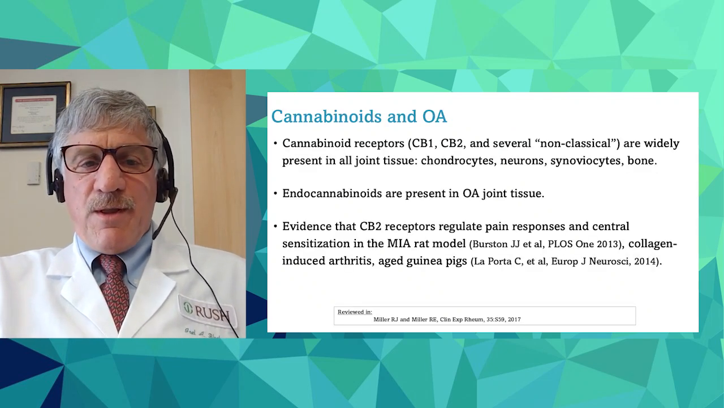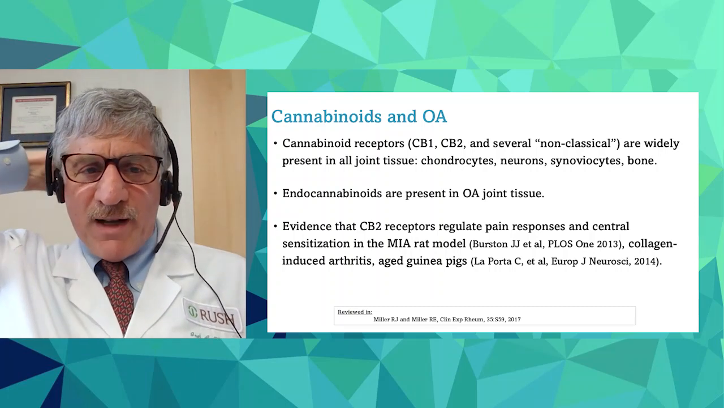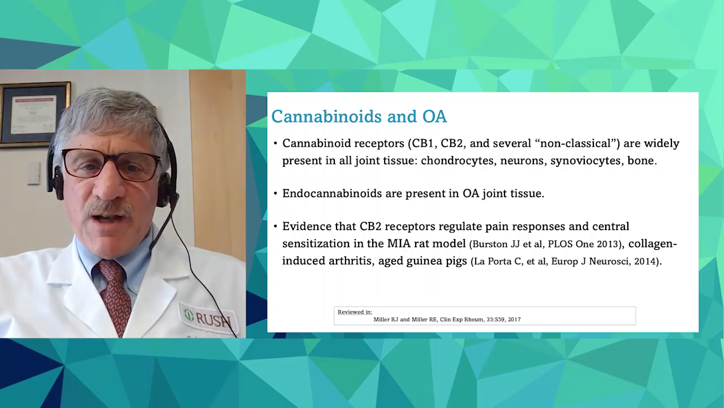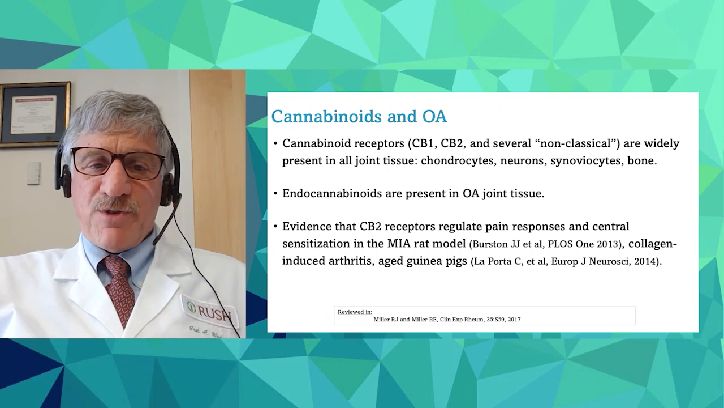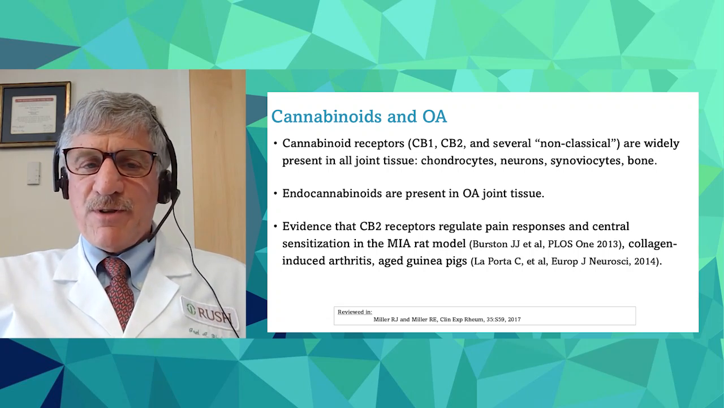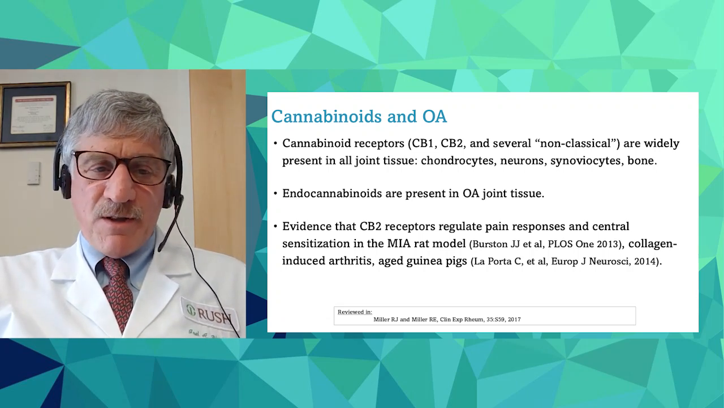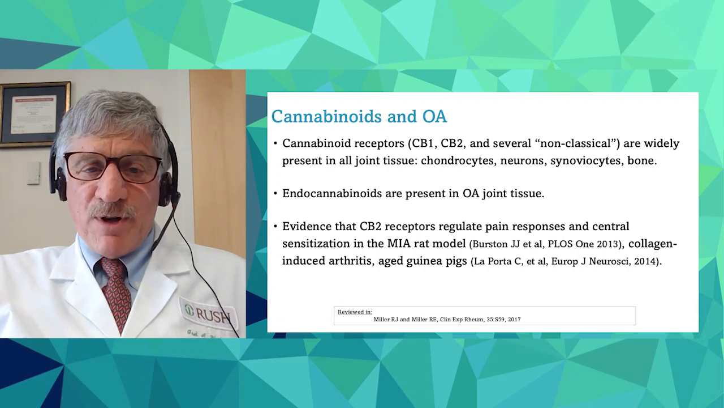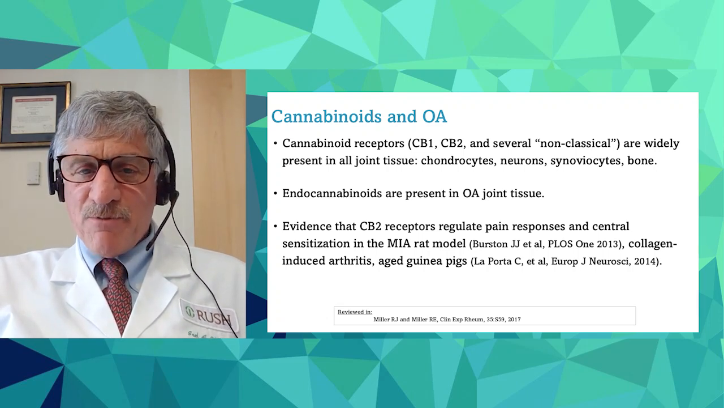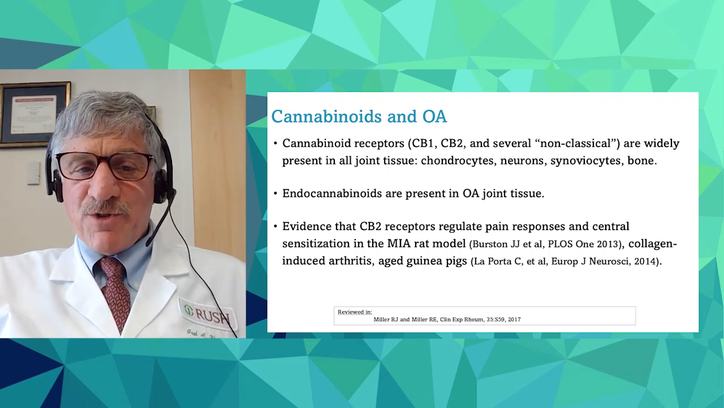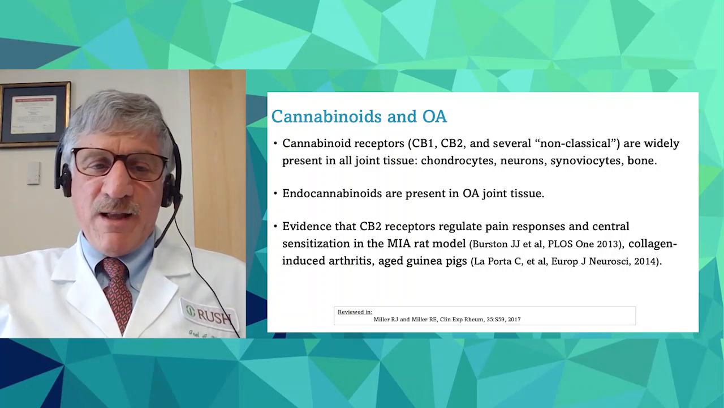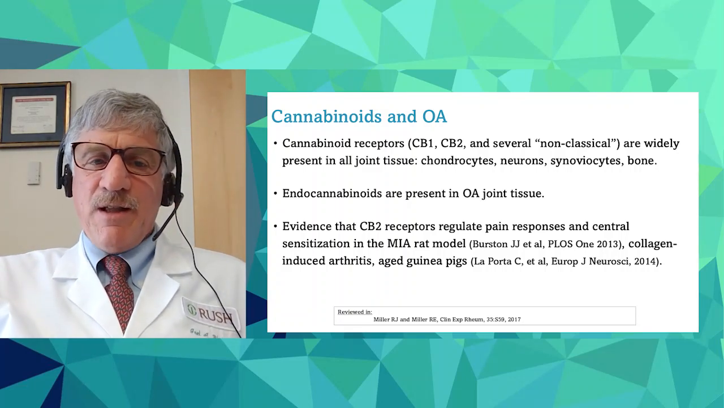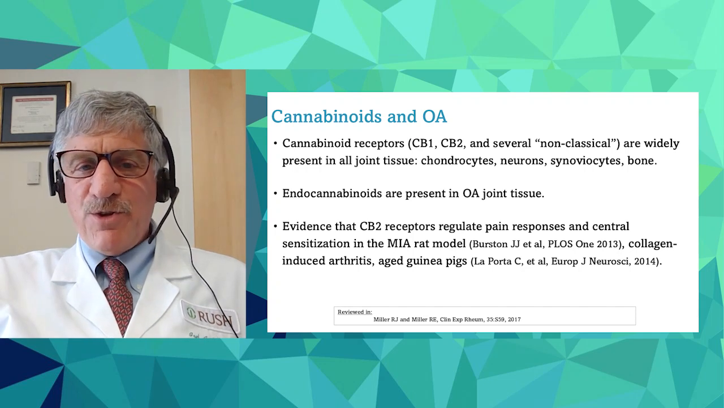So, cannabinoid receptors are widely present in all joint tissues, the chondrocytes, the neurons, synoviocytes, bone, and endocannabinoids are clearly present in OA joint tissue. In addition, there's a great deal of evidence that cannabinoid receptors actually regulate pain responses and central sensitization in a variety of different animal models of OA. So that's actually very exciting. The question is, how are they in humans?